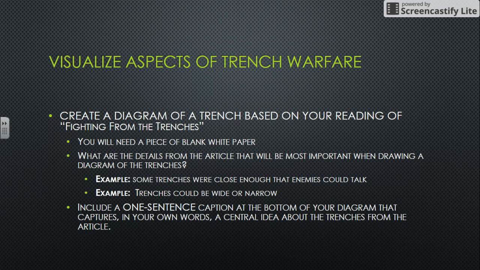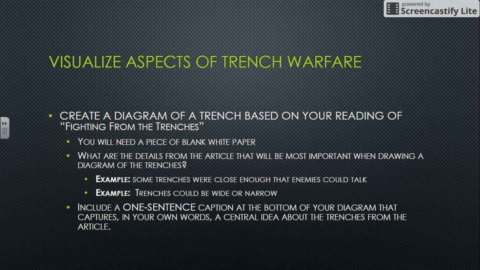So what kind of details would you include? I gave a couple examples, but there's plenty of examples. Some trenches were close enough that enemies could talk. So when you're drawing, would that be something that you would include? How close they were and where our guys were and that they could talk. They could be wide, they could be narrow. It just depends on what the purpose of that part of the trench was and who was in it.